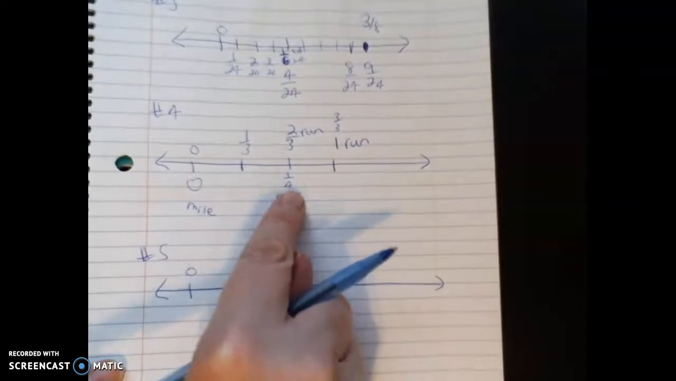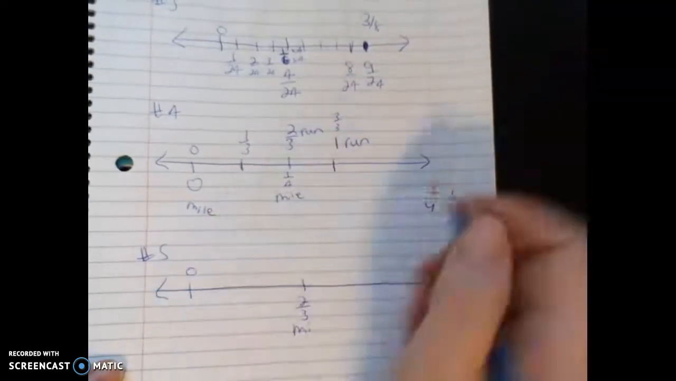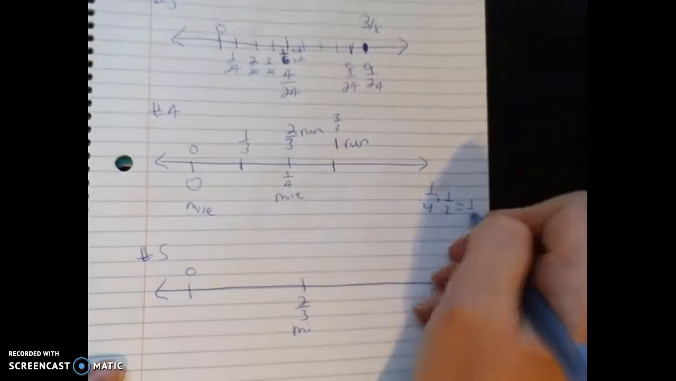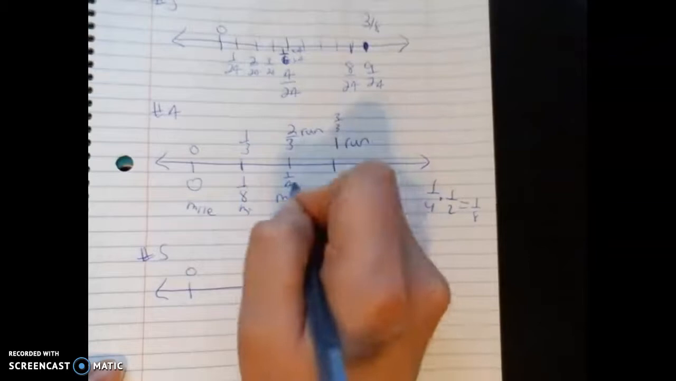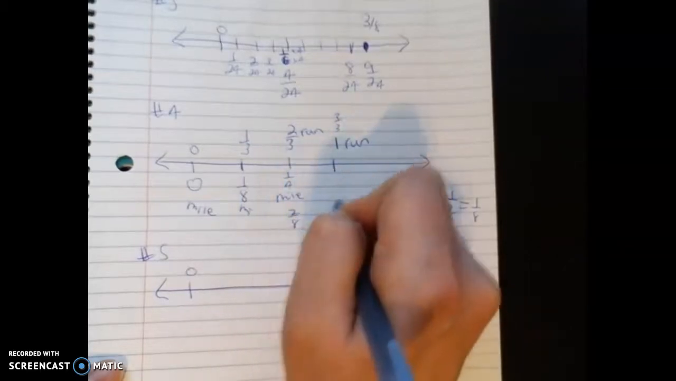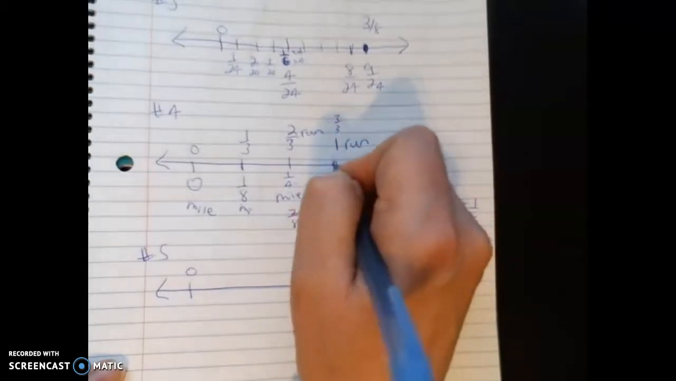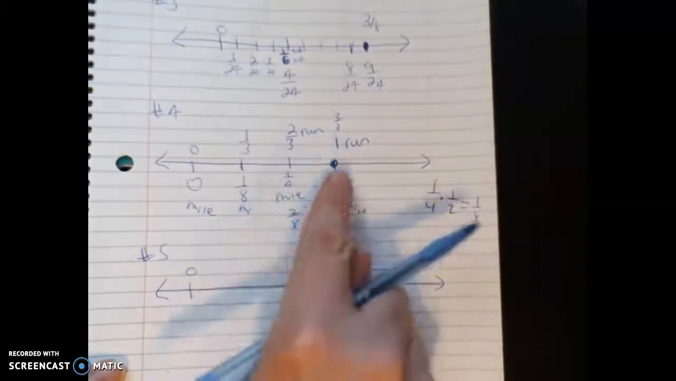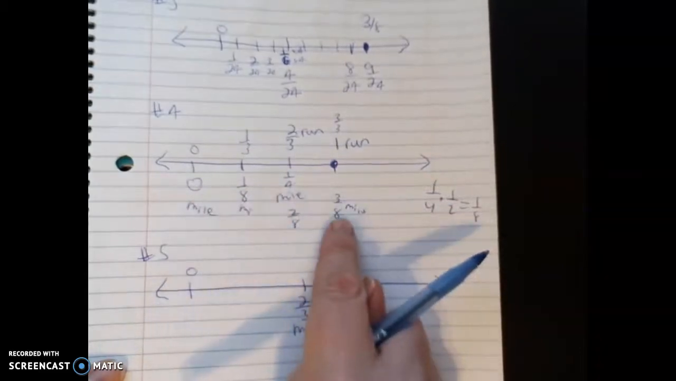Well, 1/4 of a mile, if I take half of it, which is halfway in between, that is 1/8 of a mile. So this is going to be 1/8 of a mile, 2/8 of a mile, which reduces, and so this would be 3/8 of a mile? And again, this is called a double number line because I'm focusing on run on top and miles on bottom. So 3/8 of a mile.